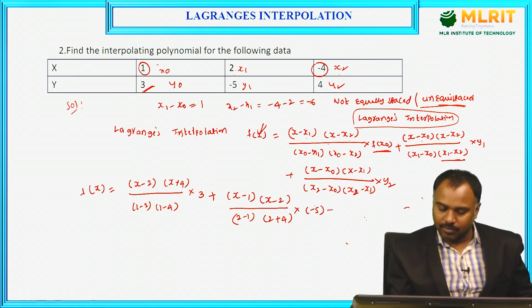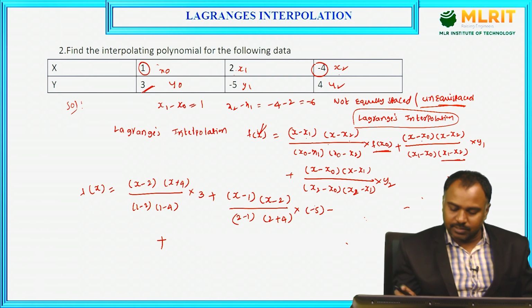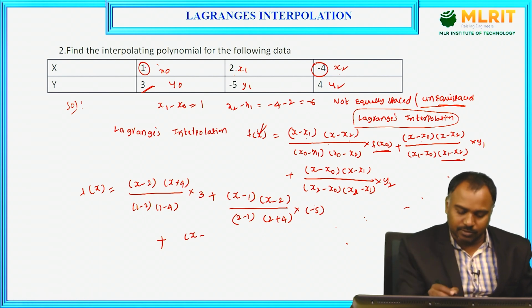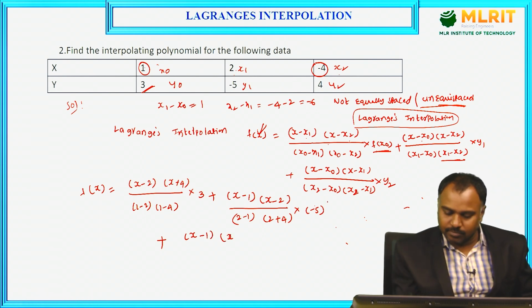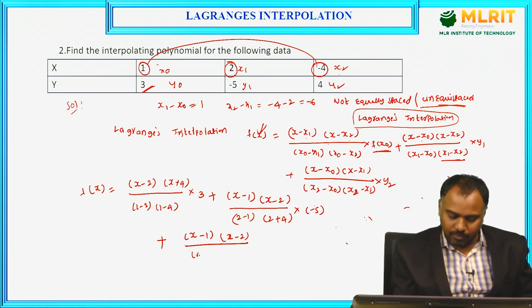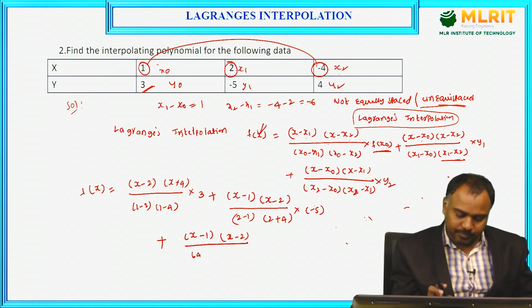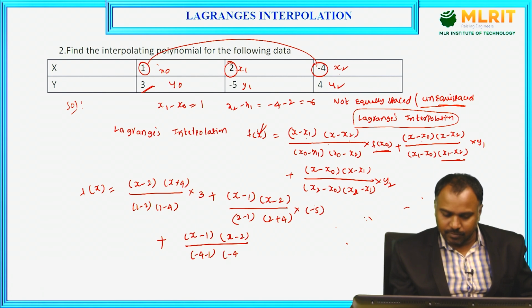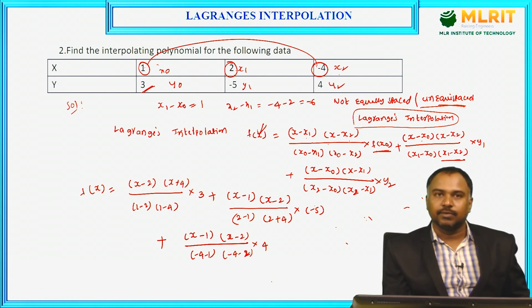The respective function value y1 is minus 5. Now the third term I am writing below: x minus x0, where x0 we know is 1, and x minus x1, where x1 is 2, so x minus 2, divided by x2 minus x0, simply 4 minus 1, then 4 minus 2, into the respective function value, which is 4. We just need to simplify this and we are going to get the particular answer.